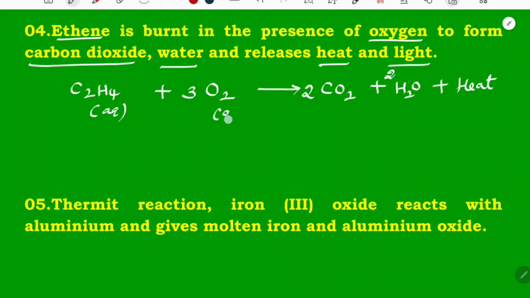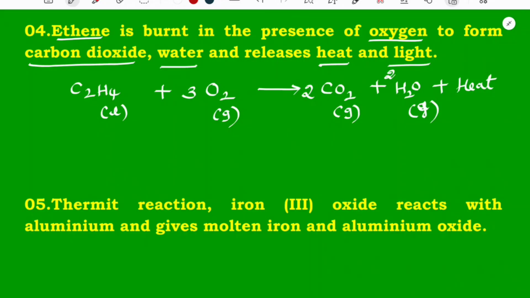So this is a gas. So wait, we can't say this is aqueous. Why? Because this is an organic compound. It is liquid only. We can write liquid, gas. Here gas, here liquid. Better to write gaseous form. Why? Because heat release means automatically the water will be in gaseous form. So the equation is balanced.